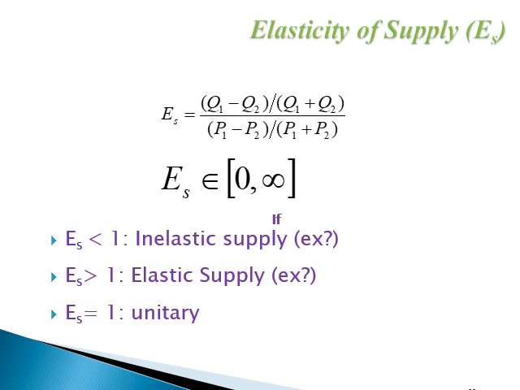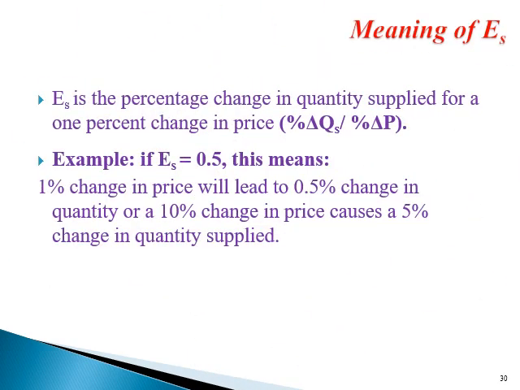If the price goes up by 1% and as a result the quantity supplied went up indefinitely, in that case we have infinite elasticity of supply. But again, these are all theoretical. What is the meaning of it? The elasticity of supply is a percentage change in the quantity supplied. For a 1% change in price, it is equal to the percentage change in the quantity supplied divided by the percentage change in price.